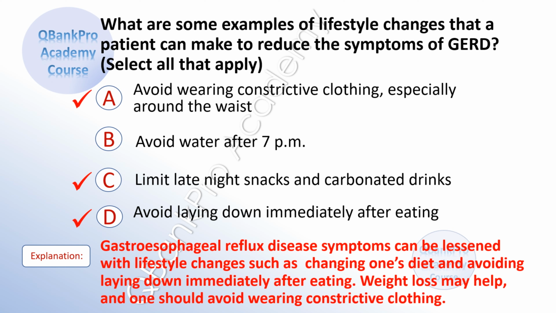The correct answer is A. Avoid wearing constrictive clothing, especially around the waist. C. Limit late-night snacks and carbonated drinks. And D. Avoid laying down immediately after eating. Explanation. Gastroesophageal reflux disease symptoms can be lessened with lifestyle changes, such as changing one's diet and avoiding laying down immediately after eating. Weight loss may help, and one should avoid wearing constrictive clothing.